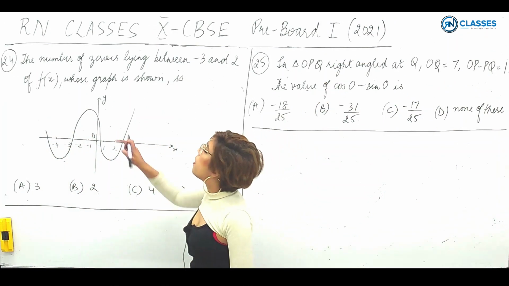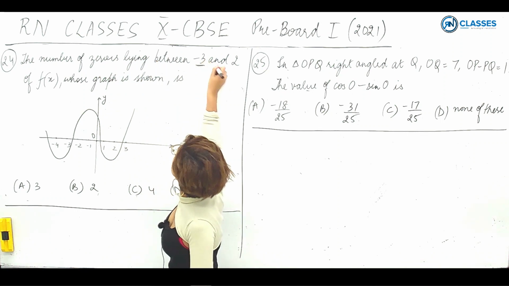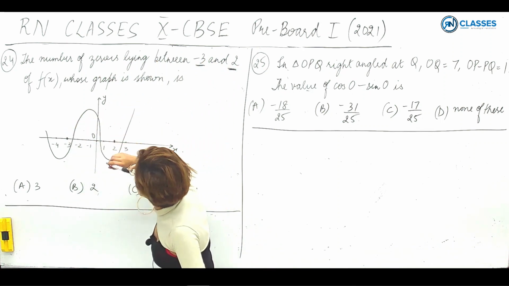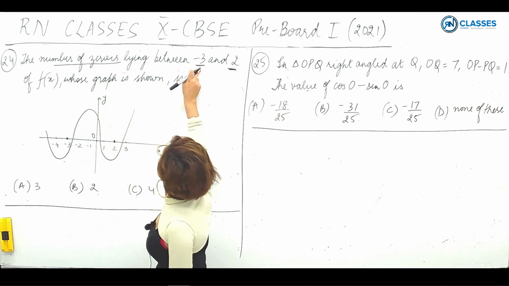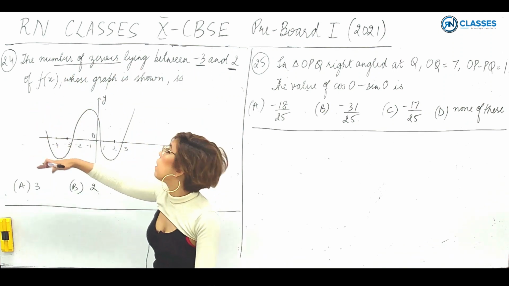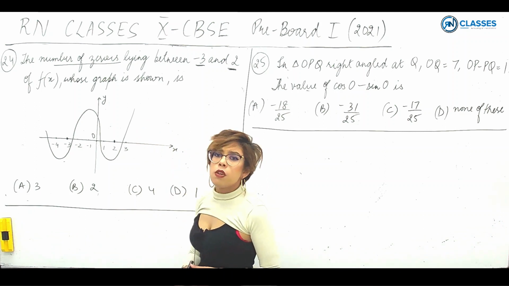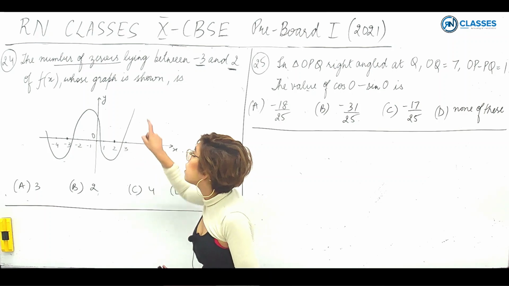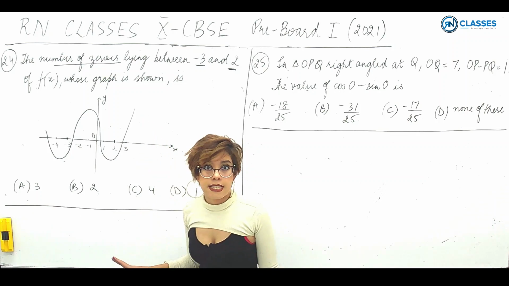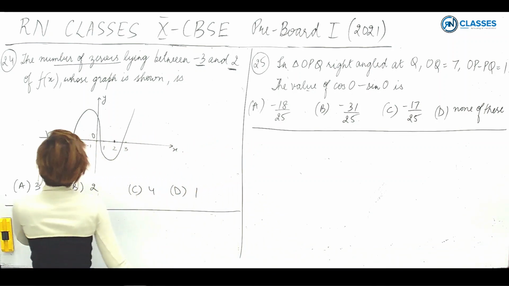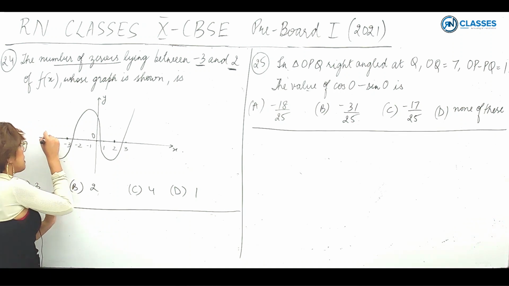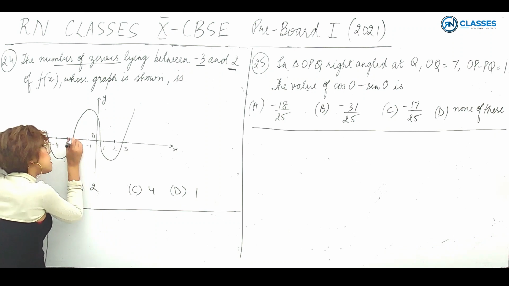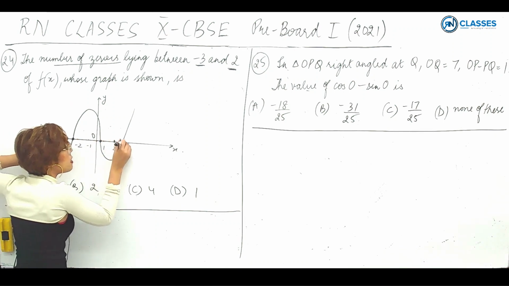He says the number of zeros lying between minus 3 and 2. Minus 3 is here. And 2 is here. Number of zeros lying between minus 3 and 2 of f of x whose graph is given. Now, number of zeros can be ascertained from the points of intersection of the graph with the x-axis. Now, where is it intersecting the x-axis? You see. Here it is intersecting the x-axis. That means this is a zero. This is a zero. This is a zero. And this is a zero.